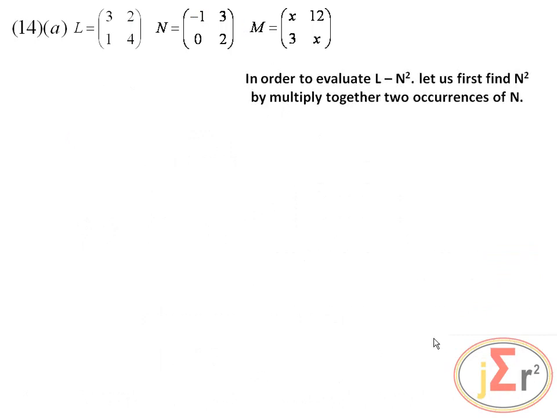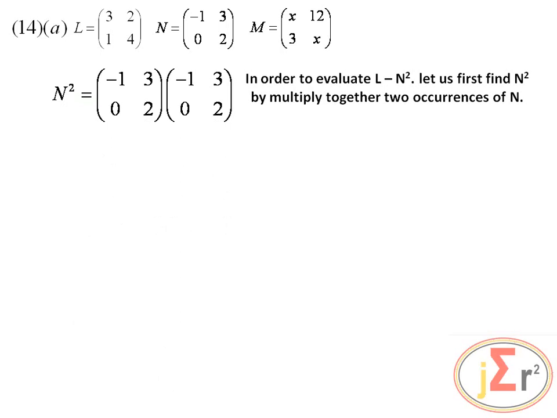So there we have matrices L, N, and M. The first thing that we need to find is L minus N squared. Before we may be able to do that, we need to determine the matrix N squared. So our first duty is to find the matrix N squared. In finding the square of N, we multiply two occurrences of N together.